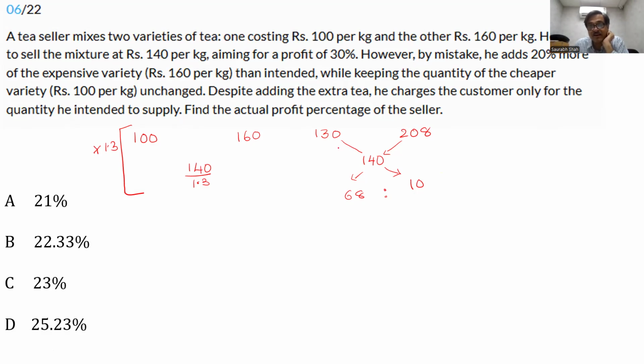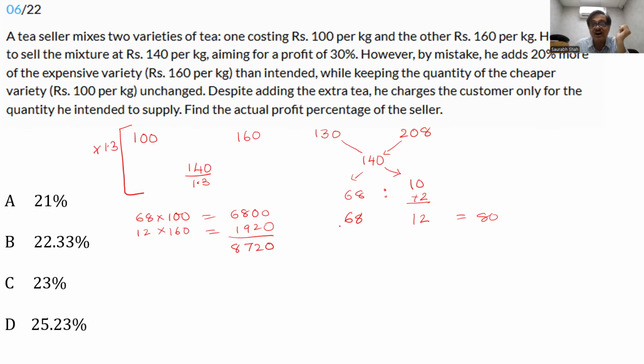Now, what is the mistake the trader makes? He takes 68 kilograms of the first and 20%, 2 kilograms more of the second variety. Now, we don't know whether it is knowingly or unknowingly. Obviously, it seems unknowingly. And this is going to be important for the question solving part. So he's taking a total of 80 kilograms. Now, what are the actual costs? 68 kilograms of the first variety are costing 100, 6,800. 12 kilograms of the second variety costing 160 is 1,920, with a total cost being 8,720 rupees.